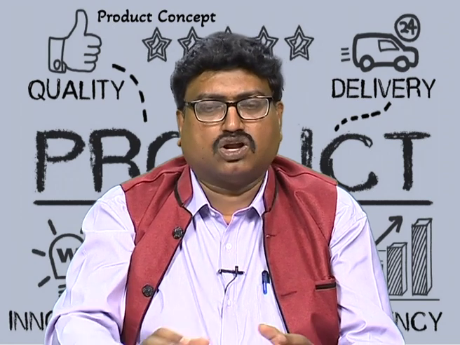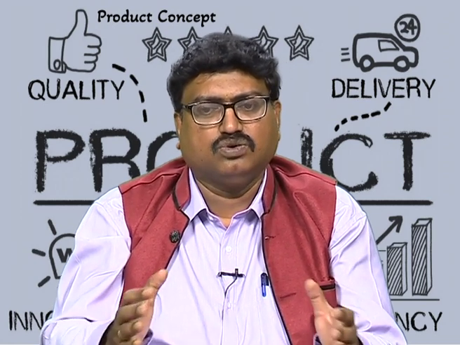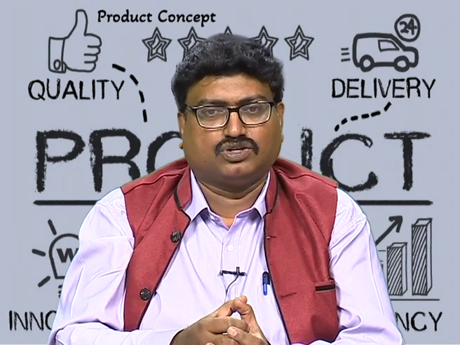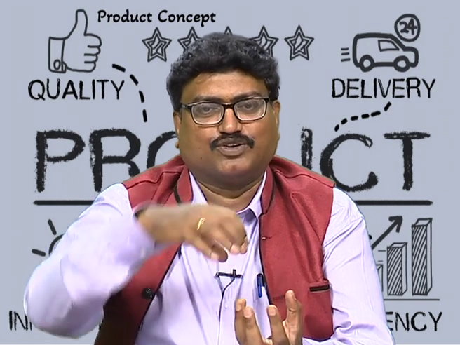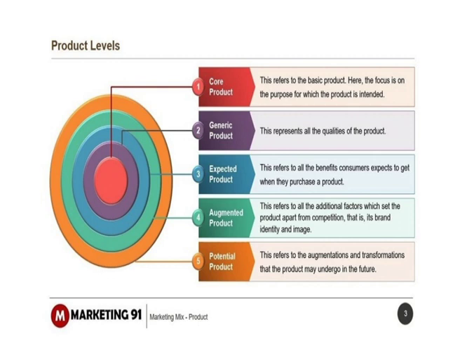You can study examples of many more conglomerates. A conglomerate is where a company is into more than one product class. Now, let's look at what these product levels are. It's more like the Russian dolls, wherein you remove one doll, you get another doll inside. We understand that a product has 5 levels in it.